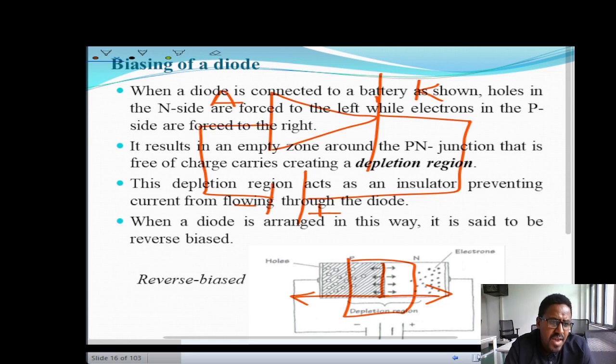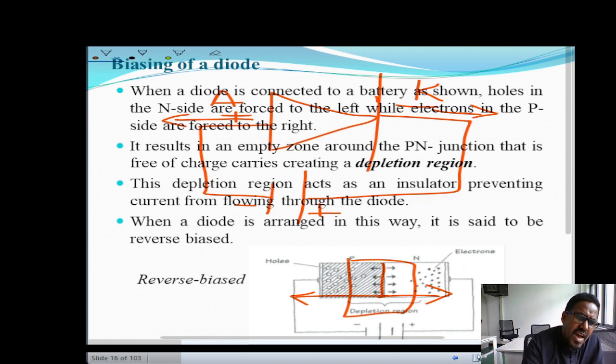During this arrangement, the negative terminal of the battery attracts the holes of the P side. That means the holes move to the left side. While the positive terminal of the battery connected with the cathode side of the diode, the electrons also move to the right side. So this arrangement we call reverse bias.